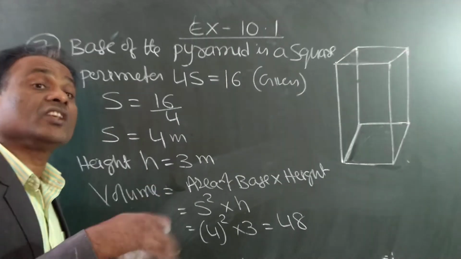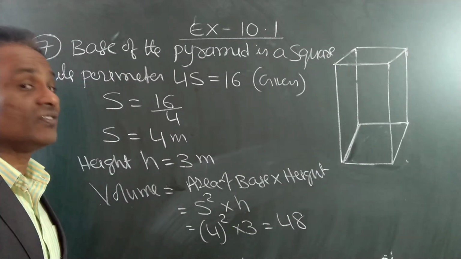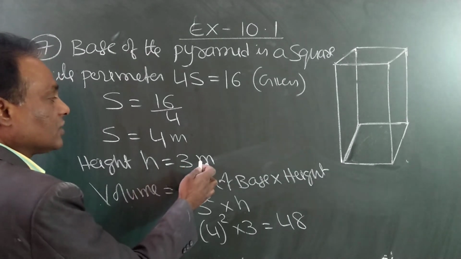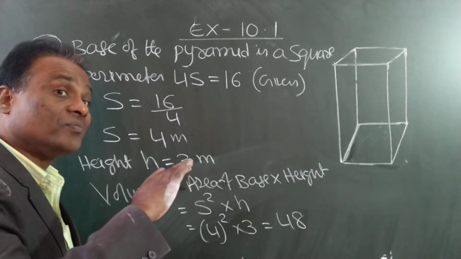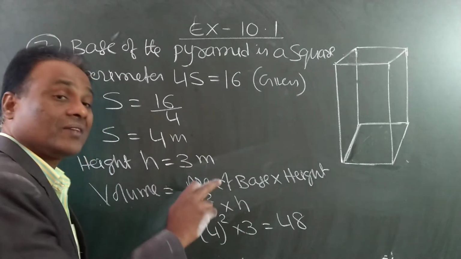Volume will be always in cubic units. Cubic, power 3. So height in meters, side in meters, length in meters, area will be in meter square. Volume will be in meter cube.